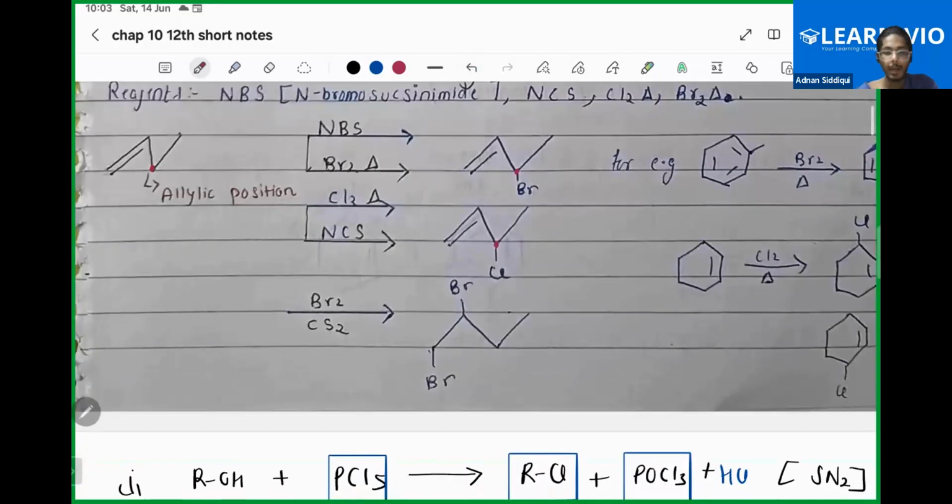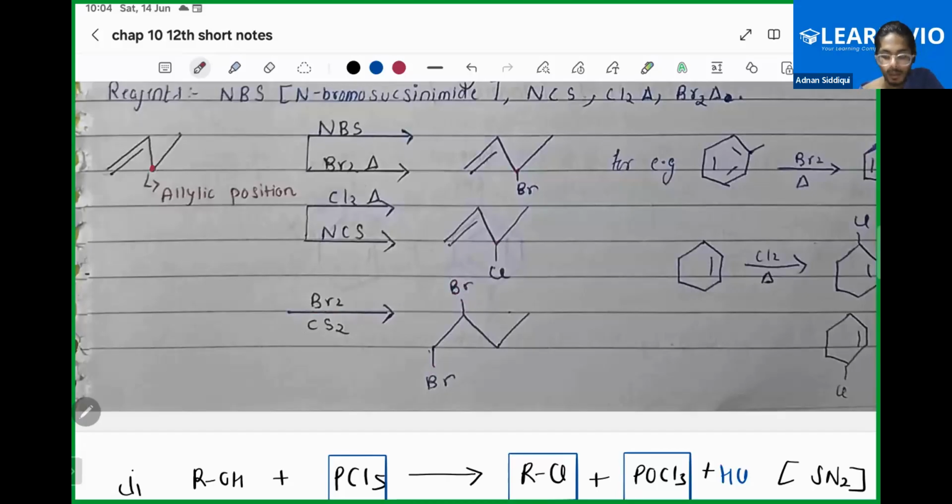But if they have given you Br2, and the solvent is CS2, this is very important. They might ask you a question from this. If they have given you Br2 in presence of CS2, CS2 is a non-polar solvent. If they have given you these conditions, then you will simply add bromine or chlorine across the double bond, two halogens basically, right?